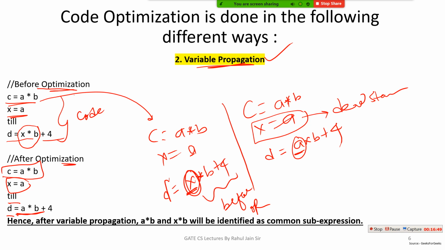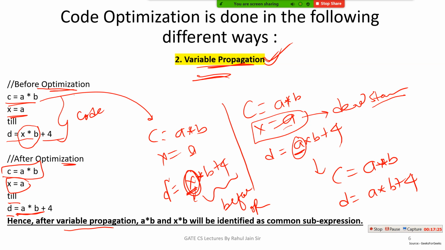Why? Because there is no need of this one. So we will optimize this code as c equals a into b and d equals a into b plus 4, like that. No need to write x here, no need to take any extra variable, because x is nothing but the value of a. So it will be considered a dead statement. It is called the variable propagation method of code optimization, meaning we are propagating a variable. In place of this x, we have put our variable a.